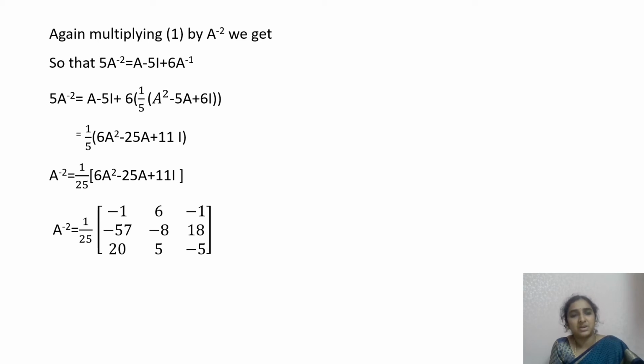Hence A to the power minus 2 is equal to 1 by 25 into the matrix minus 1, 6 minus 1, minus 57, minus 8, 18, 25, 5.